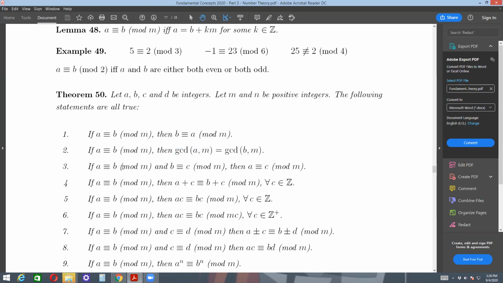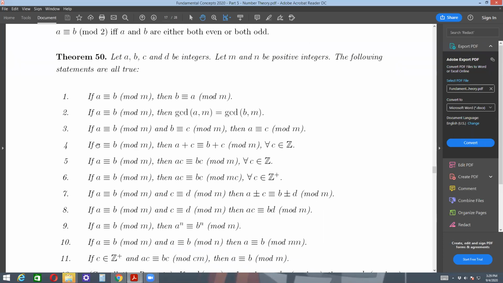If A is congruent to B mod M and B is congruent to C mod M, so the first is congruent to the second and that second is congruent to a third, it means that the first is congruent to the third. So this is like the transitivity property for divisibility. The first one will be congruent to the third one mod M.